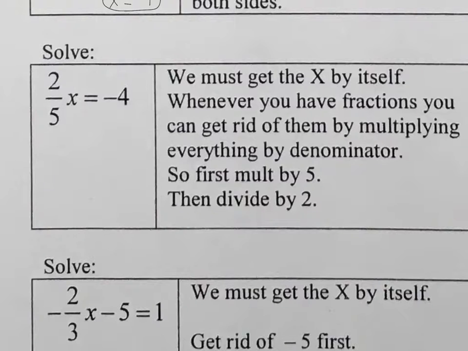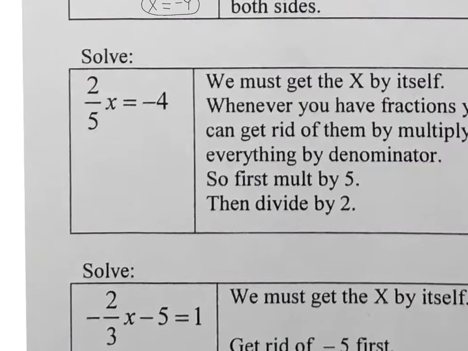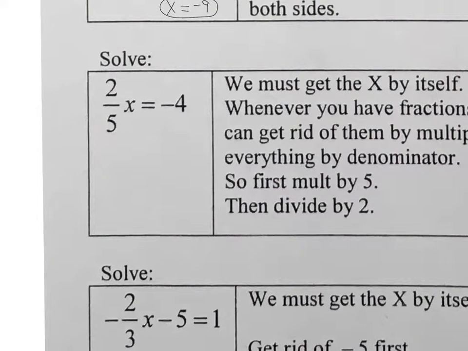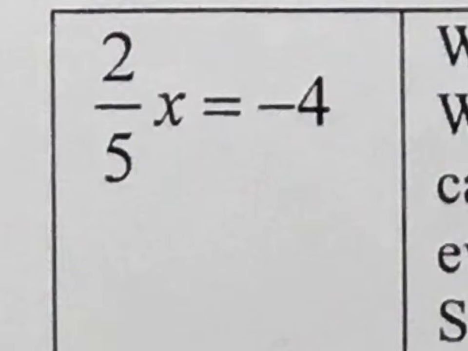So let's jump to this one right here. This one's extra interesting because you have a fraction in front of it. Ladies and gentlemen, on an equation, you could get rid of any fraction or fractions by multiplying everything by the denominator of the fraction. So what I'm trying to say is, right here it says 2/5. What does that really mean? It means 2 divided by 5.